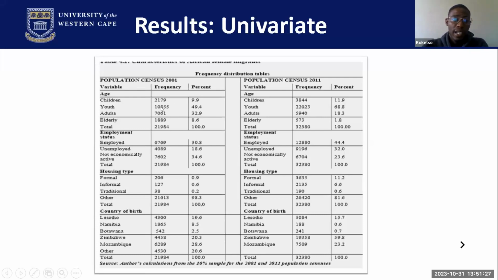I chose 4 variables. The employment status also shows that most African female migrants in South Africa are not economically active. However, it changes in 2011, and we can see that most of them were employed.